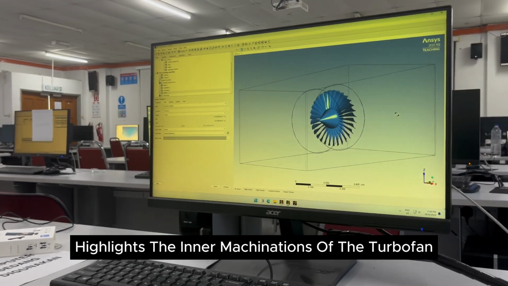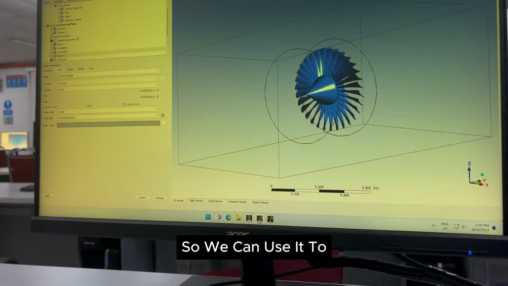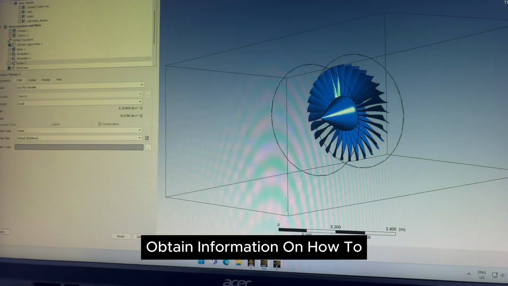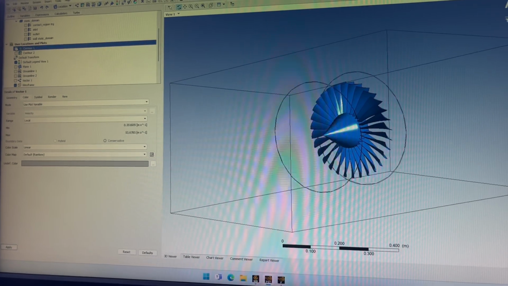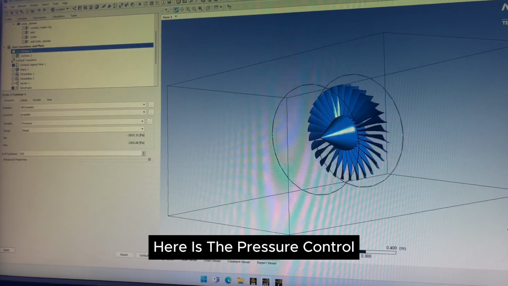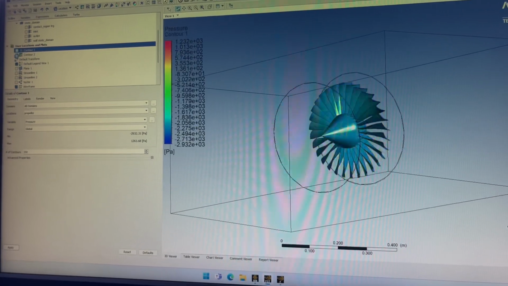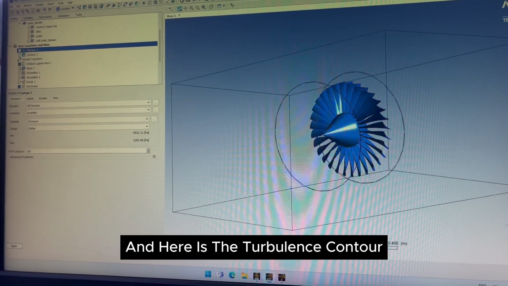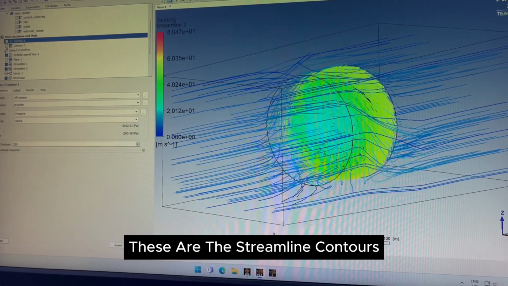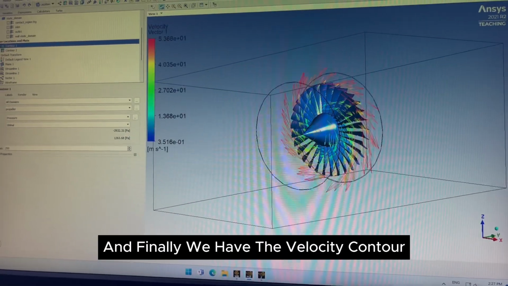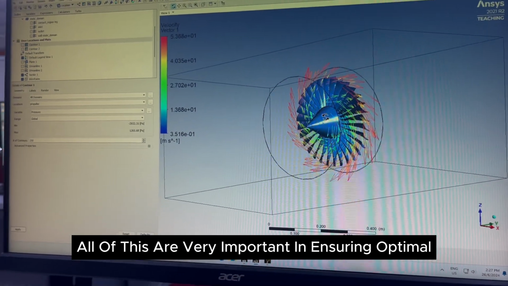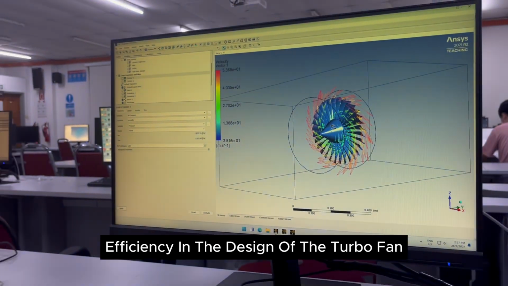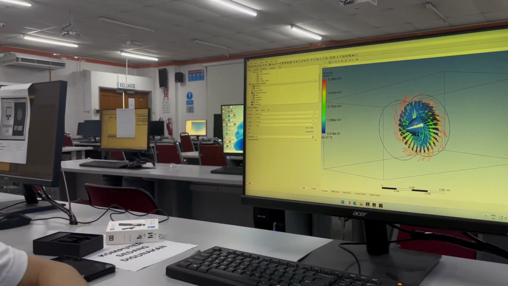The post-processing results highlight the inner machinations of the turbofan, so we can use them to obtain information on how to effectively design the turbofan. Here is the pressure contour, and here is the turbulence contour. These are the streamline contours, and finally we have the velocity contour. All of these are very important in ensuring optimal efficiency in the design of the turbofan.